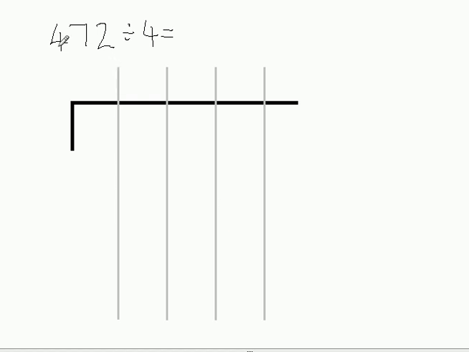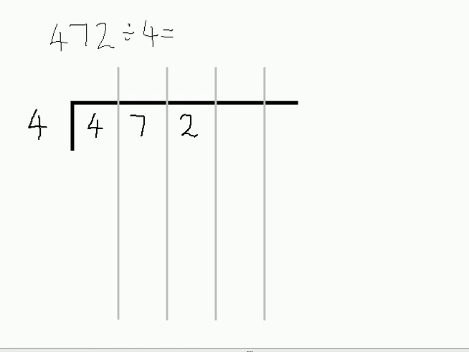Okay, here we go. 472 divided by 4. So the 472 goes into the frame here, and you can see that I've got my digits separated by these vertical lines to keep my working nice and isolated. And the number I'm dividing by, the 4, goes out the front there.